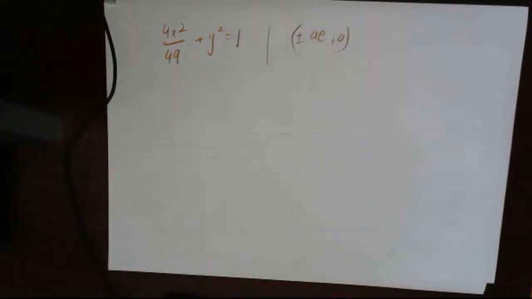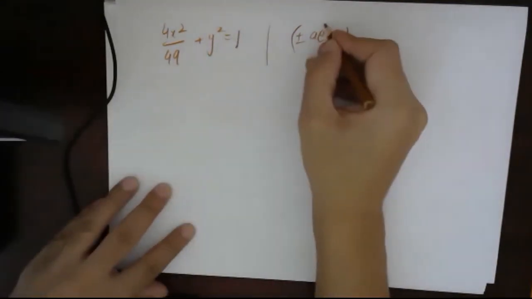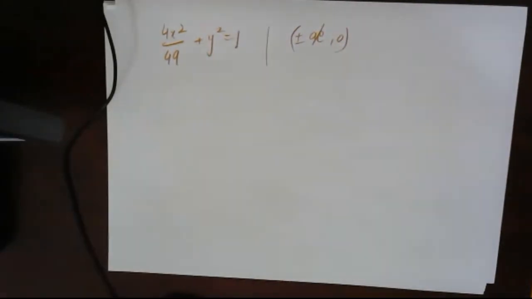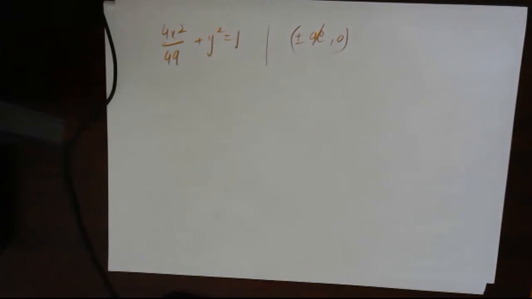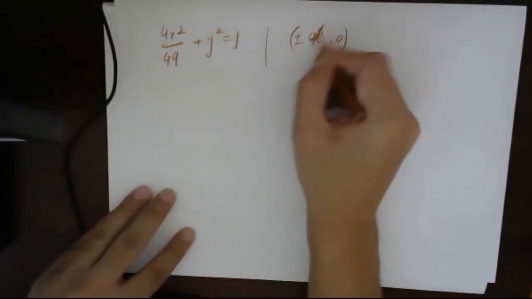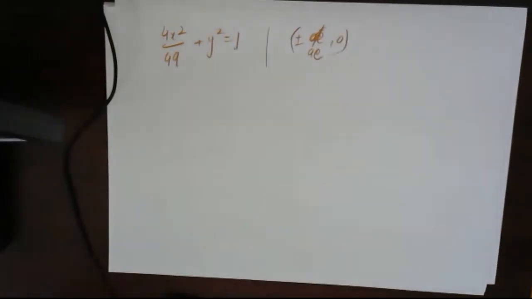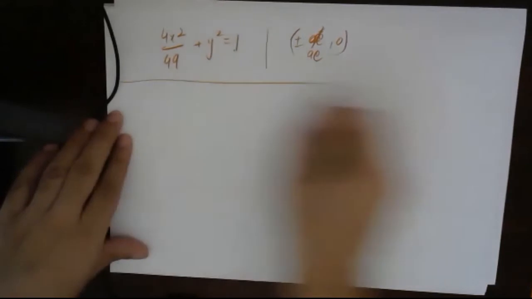Sorry, a by e, plus minus a by e comma 0. Okay, so we'll have a comma 0. Latus rectum they're asking, so a comma 0. Understood? Fine. Okay, fine. Everybody understood?